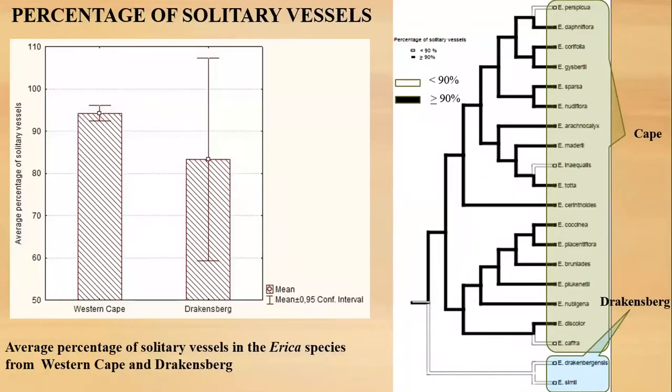And this is now from our data of the samples that we collected. We tried to plot a graph which shows us the degree of difference. We can see that there are certainly differences between them. And the characters were also mapped on the phylogenetic tree, and we can see the differences between the solitary, the Drakensberg and the Cape.